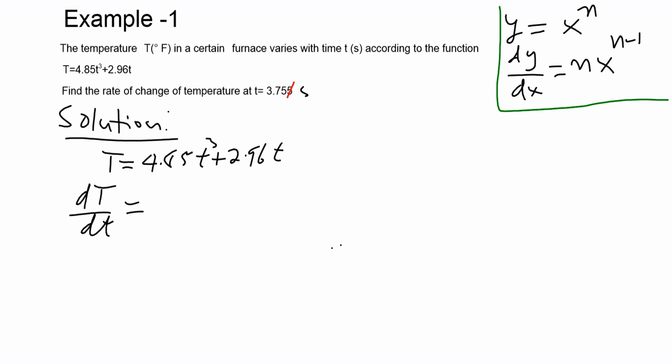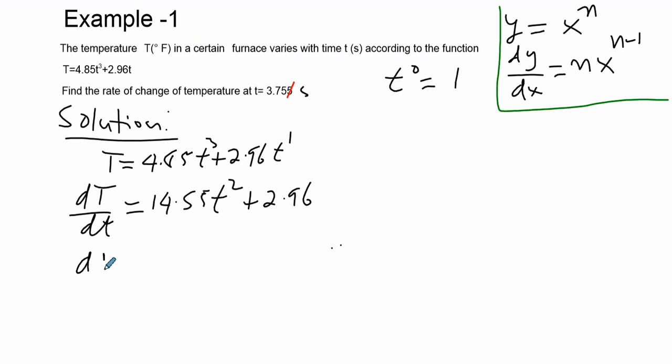So if you find the derivative of this, it will be 3 times 4.85, which is 14.55 t squared, plus 2.96, because the t here is t to the power 1, and the derivative of t to the power 1, if you minus 1, you get t to the power 0, which is always 1. So 1 times 2.96 is 2.96. That's why you get this function, and this is the solution.